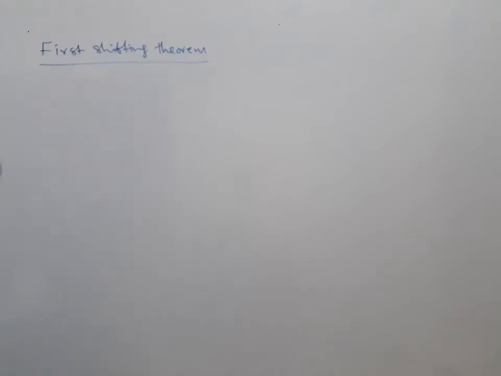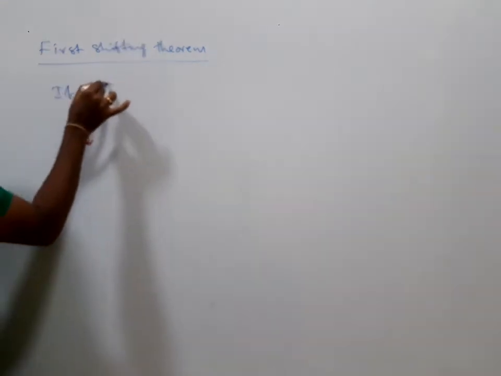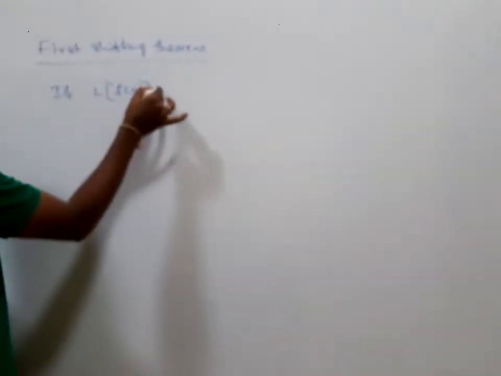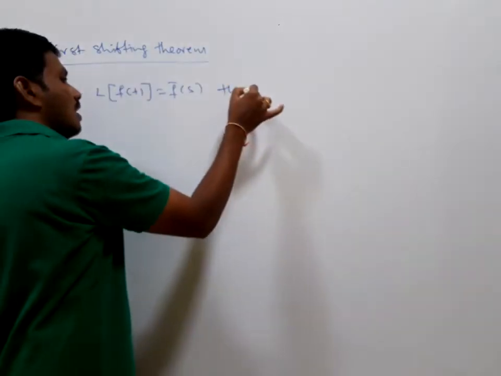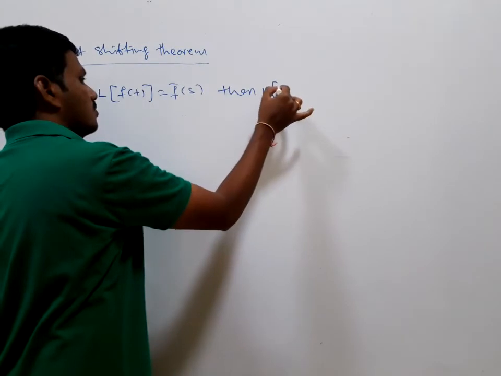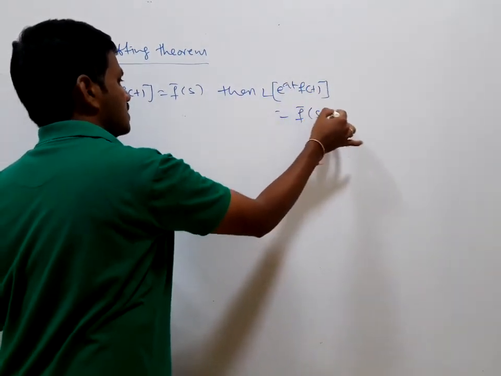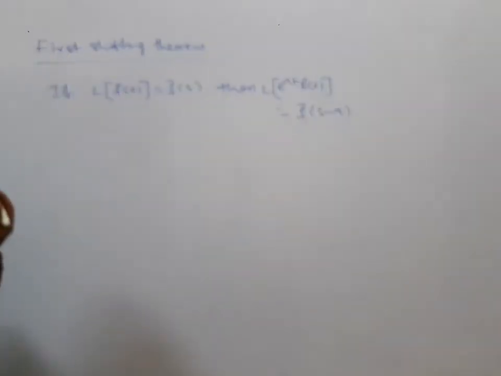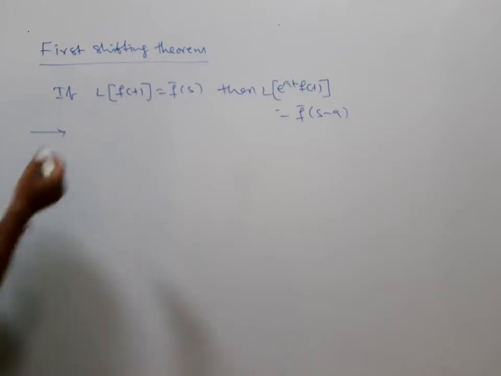Right, first shifting theorem. You know that, I recall the statement of the first shifting theorem in Laplace transform. If Laplace transform of f of t is equal to f bar of s, then Laplace transform of e to the power of at into f of t is equal to f bar of s minus a. Now listen, I am writing how this can be written in case of inverse Laplace transformation.